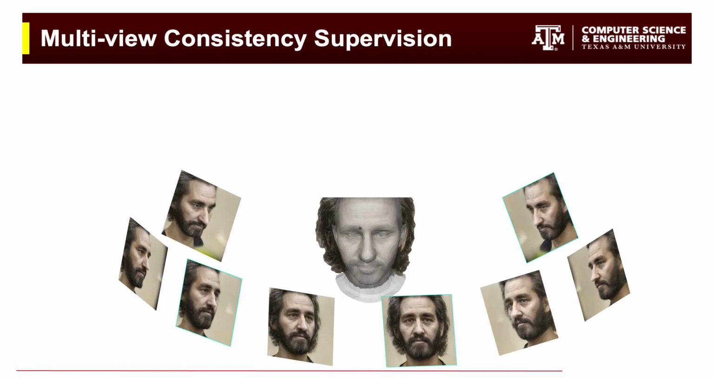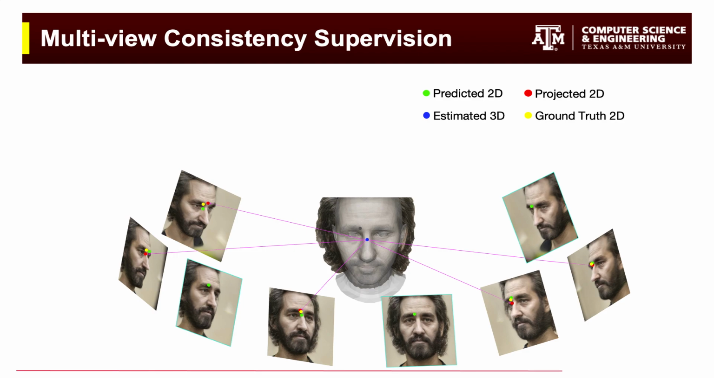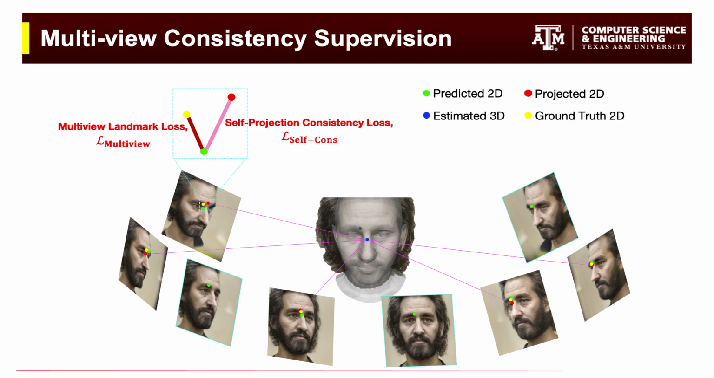Now, let's look at our multi-view loss in detail. We pass n views to the baseline network to obtain predicted landmarks. We then randomly select p predicted landmarks to calculate the canonical 3D landmark. This 3D landmark is projected onto the image planes of the rest of the views to obtain their projected landmarks. Next, we calculate losses among the predicted, projected, and ground truth landmarks. Specifically, we formulate the distance between the predicted and projected landmarks as self-projection consistency loss, and the distance between the predicted and ground truth landmarks as multi-view landmark loss. The multi-view consistency loss is the combination of these two losses.